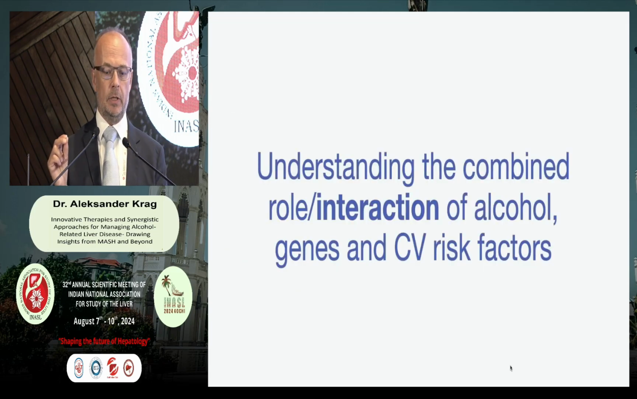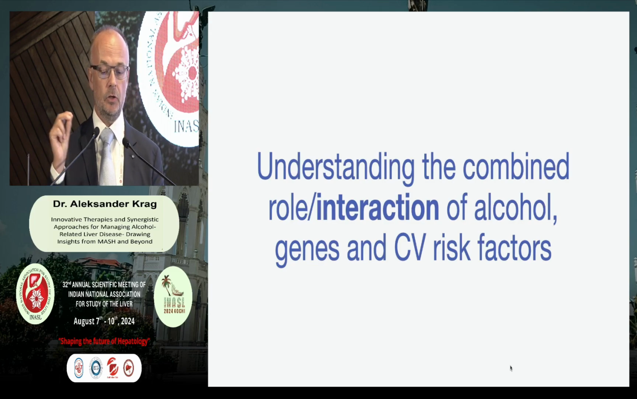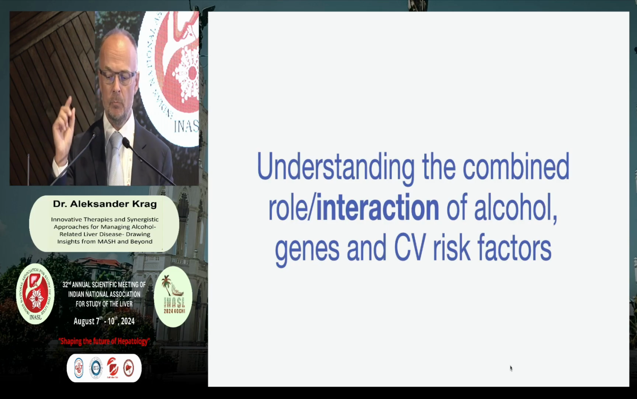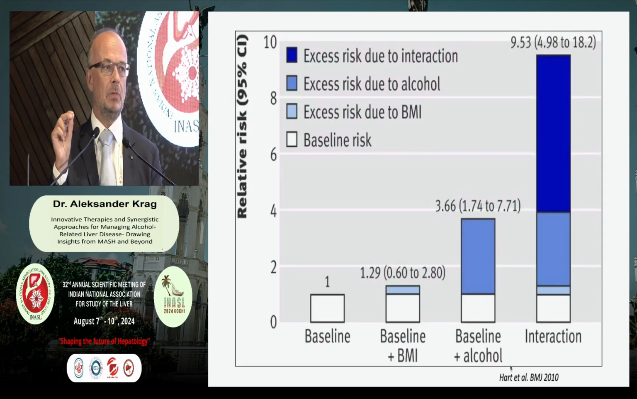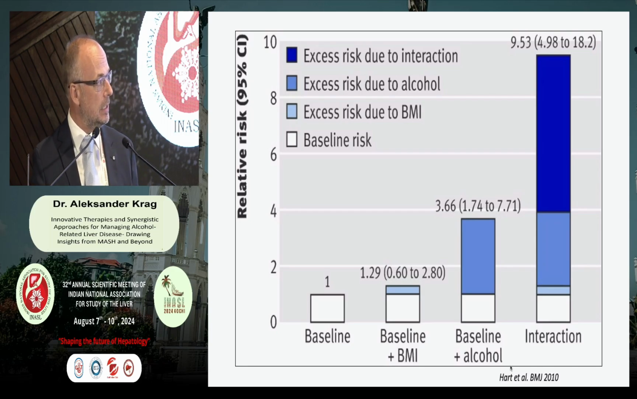What I want to start with is trying to understand, which is also emphasized in the new nomenclature, the starting point is steatosis and at least one cardiometabolic risk factor. So therefore, we need to understand what is the combined role, and even more than that, the interaction of alcohol and genes. We heard a lot about the genes. I'll only discuss that minor, but it's really important with the genes and cardiovascular risk factors, because these go together and has important implications for how we manage the patient, how we develop drugs, and how we actually see and understand the disease.